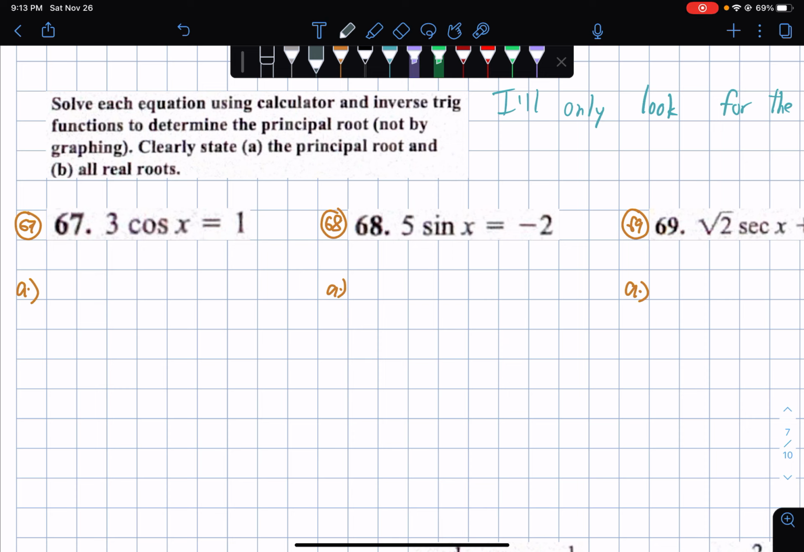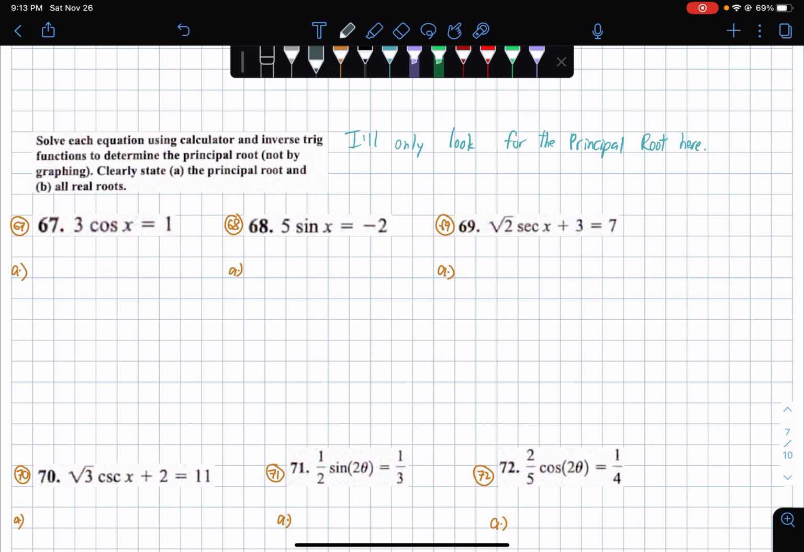Okay, instructions say that you have to solve each equation using a calculator and inverse trig functions to determine the principal root. So we won't be graphing. We have to clearly state the principal root and all real roots. But for this specific part of the exercises, I will only look for the principal root. I'm not really sure how I'm supposed to look for the other real roots, so technically I'll be answering A only, not the B of each number.